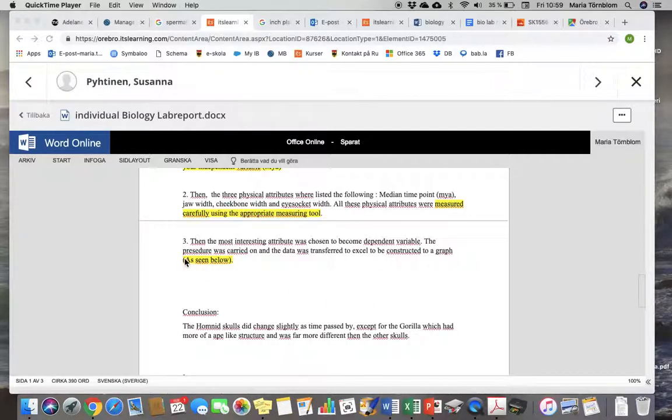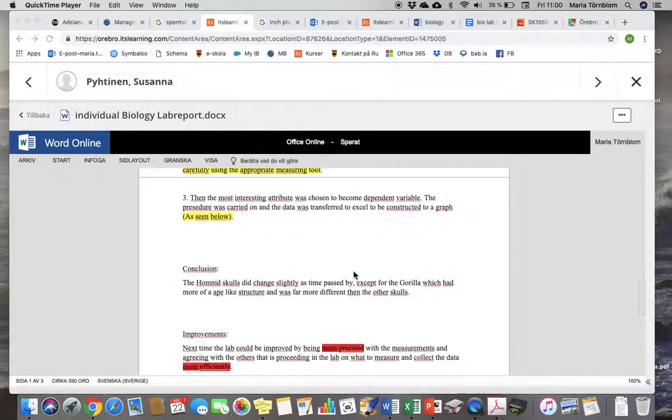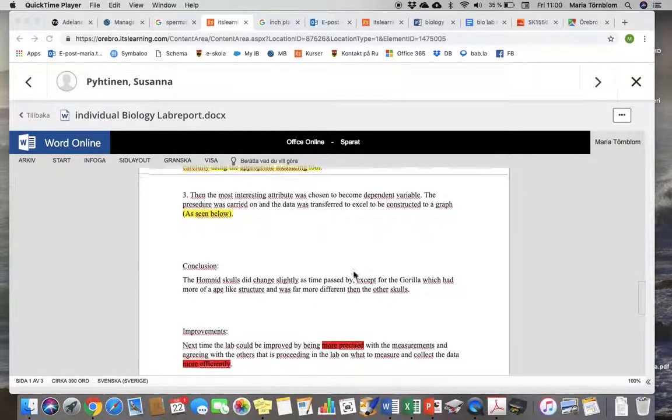When you refer to an image or a table, you should mention as can be seen in figure 1 or table 1 or something like that, and then you have to number your tables and graphs so that you can refer to them with numbers.